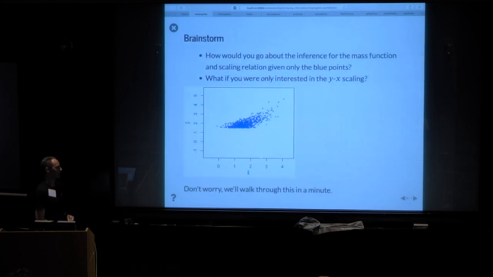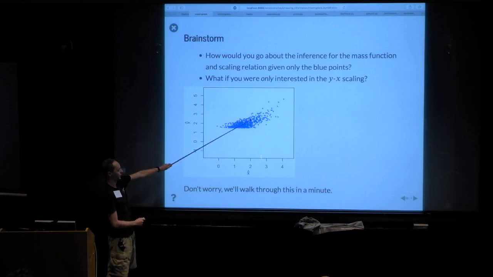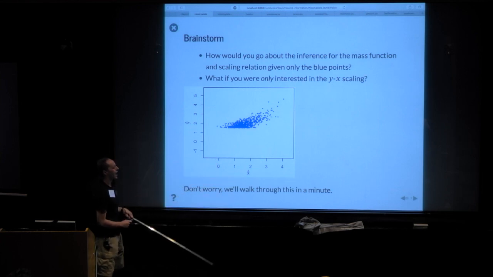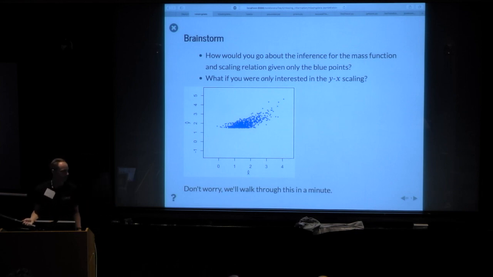Okay, so another quick brainstorm, just to see what ideas there are at the start here. How would you go about doing an inference of the kind that we want, which I'll remind you includes fitting a line to these things with a scatter and also constraining some parameters for the underlying distribution along the x-axis? How would you go about doing that based on only the data that we can see here? And secondarily, if you didn't care about the distribution in x, would that make any difference? 90 seconds. Put your heads together. We will see the answer later.